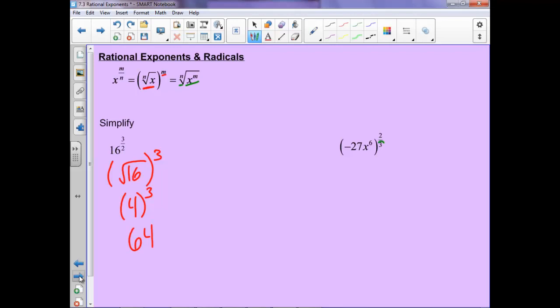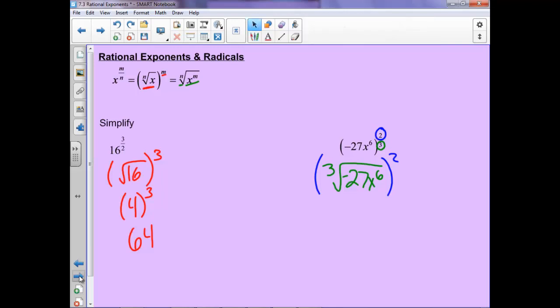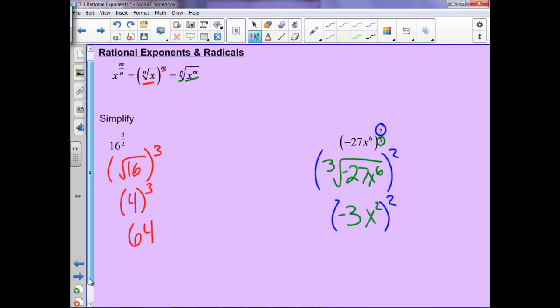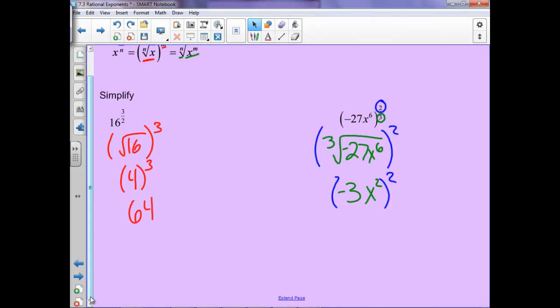Now this one is going to be easy if we look at the cubed root first. But we still have this whole thing squared. So let's look at our cubed root. Our cubed root of negative 27 is negative 3. Our cubed root of x to the 6 is x squared. And now we just need to square both of those. So negative 3 squared is 9. X squared is x to the 4th.